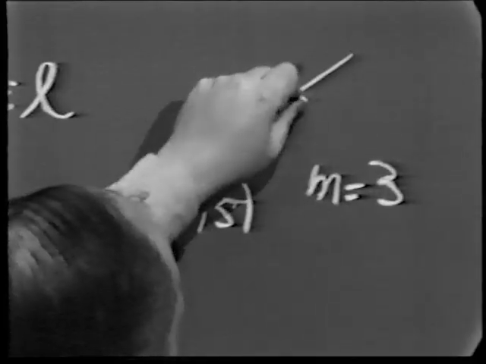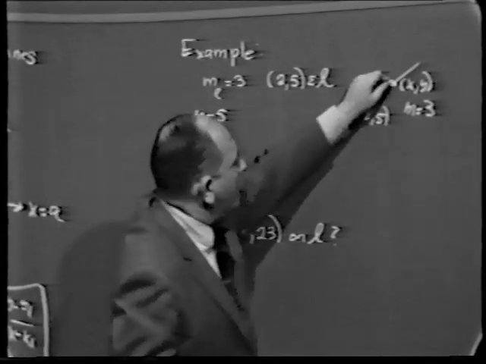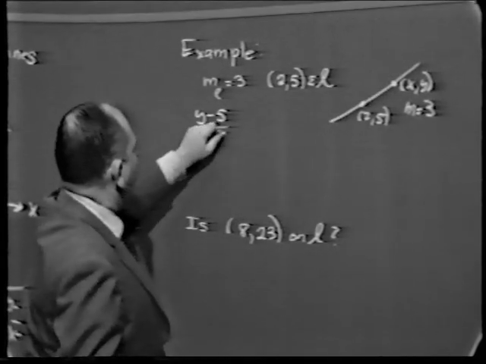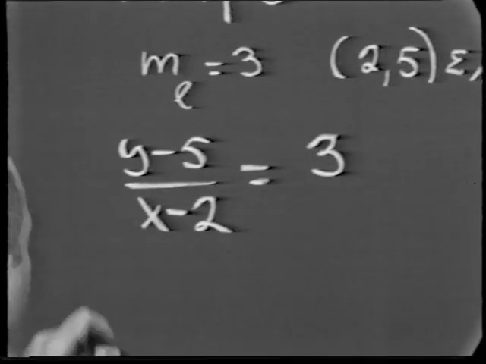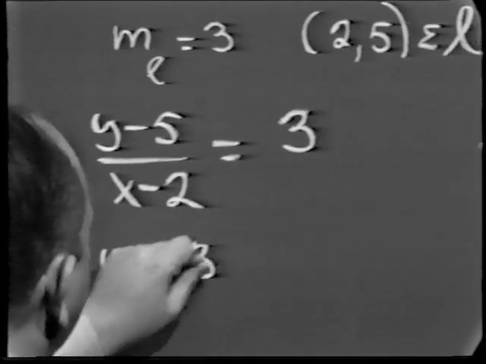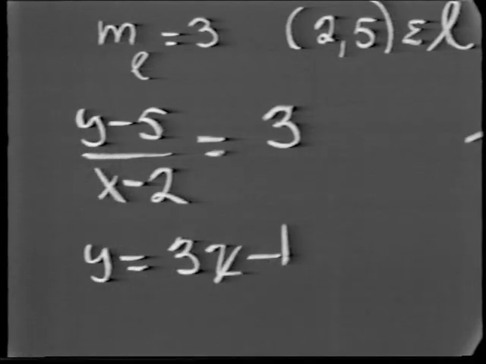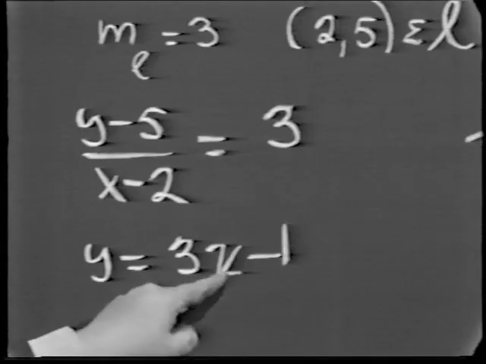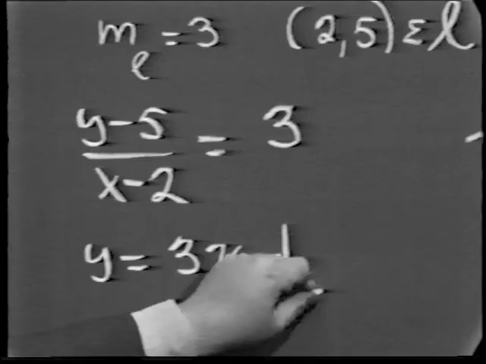So for example, if I say, let's see what it means for the point (x, y) to belong here. What does that mean? My slope is going to have to be what? y minus 5, that's my rise. My run is x minus 2, and that must equal 3. And if I clear this of fractions, I get what? y is equal to 3x minus 1. By the way, does this check out? If x is 2, 2 times 3 is 6, minus 1 is 5. (2, 5) is on the line.